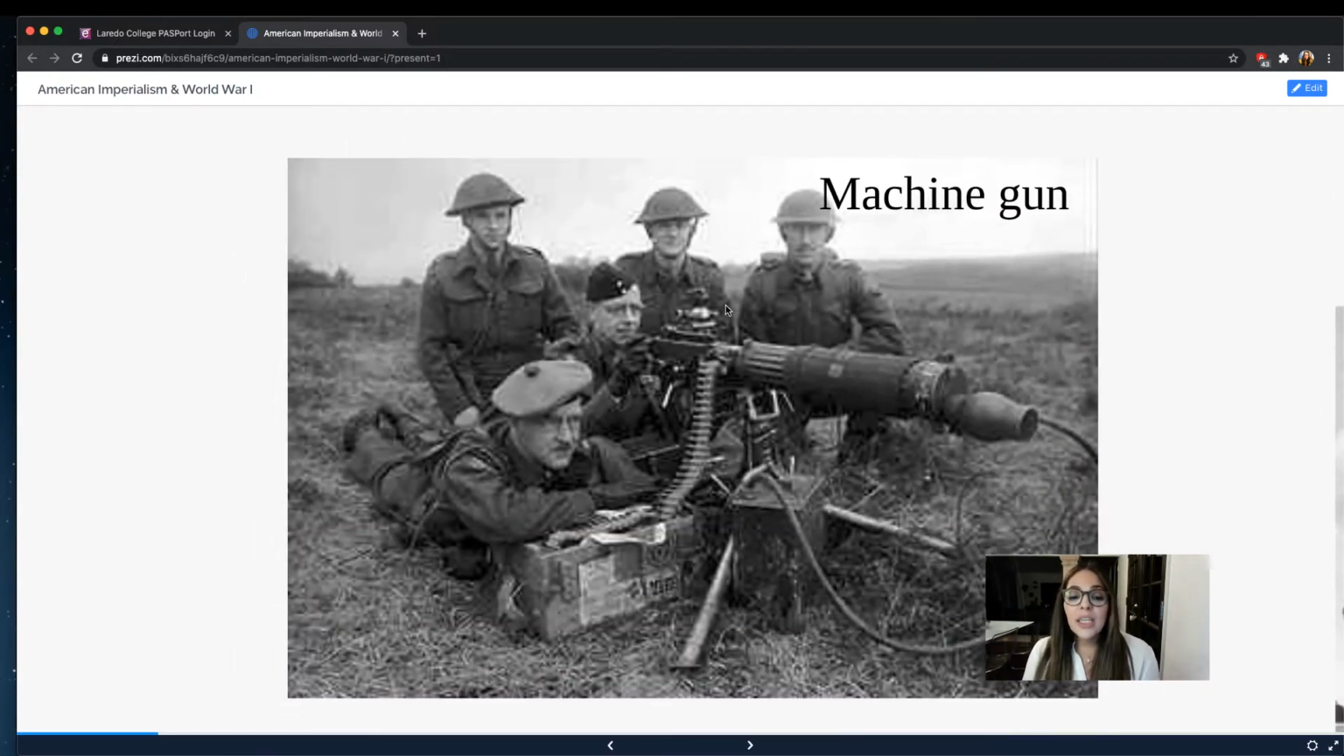You've got machine guns. Remember, this is going to be one of the deadliest weapons out there. It's what they call the invisible enemy. Super easy to operate, highly effective, takes very little actual skill to overpower the enemy here.